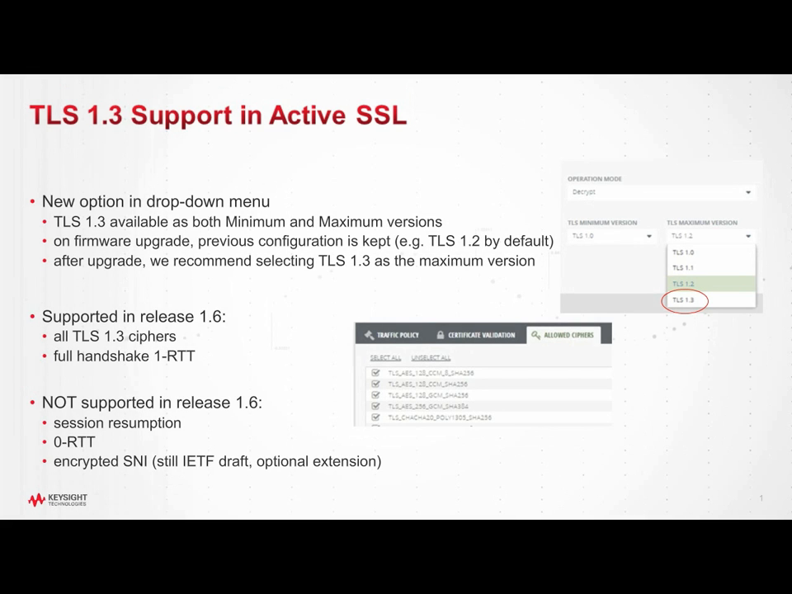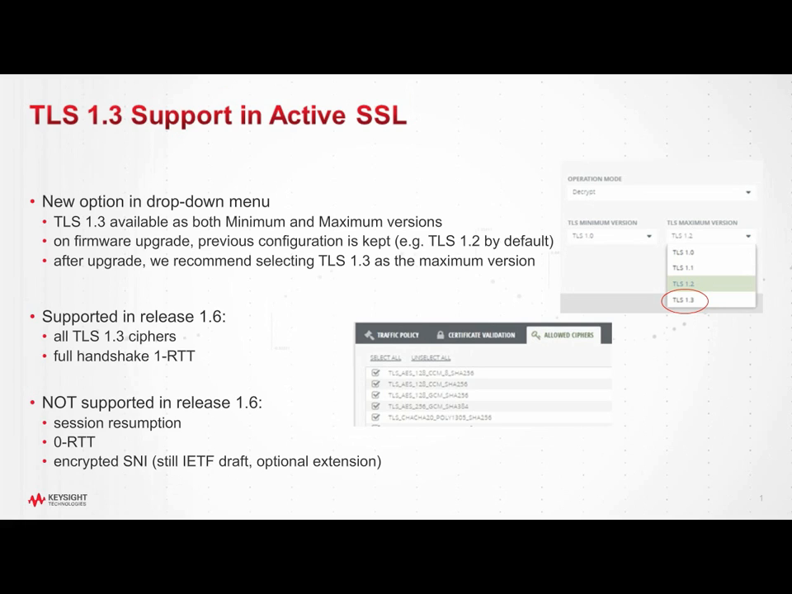Within the KeySight Active SSL module, there is new support in this latest release, version 1.6, that includes the TLS 1.3 capabilities. If you look at the options on the pull-down menu within the Active SSL, you will now see that there is a TLS 1.3 moniker that you can select. Previously, the highest was TLS 1.2. The advantage here is that regardless of the minimum or the maximum version of TLS being used, we can select this with the Active SSL from KeySight.